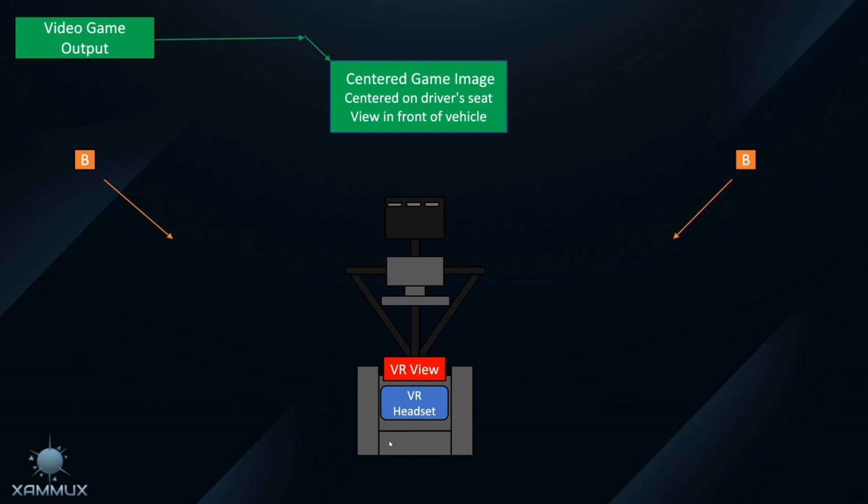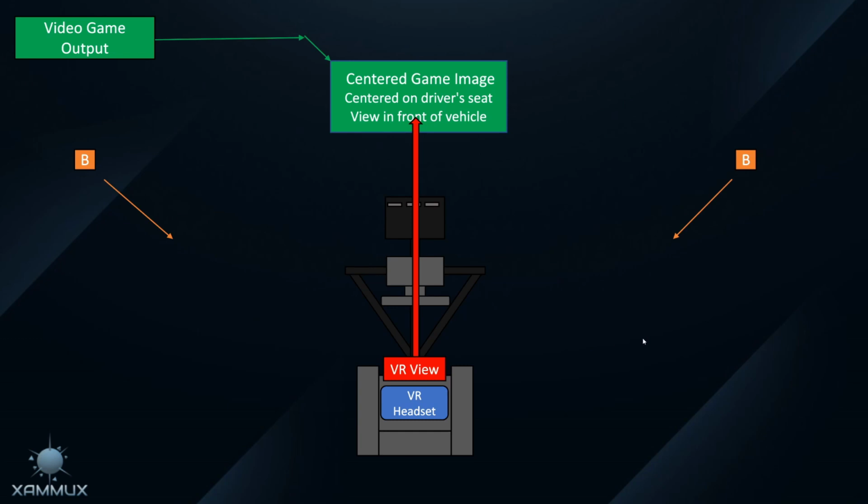This is a simple setup of a motion platform, a VR headset, and its view, the base stations viewing the headset, and the visual image seen in the headset from the game. When you're sitting still in the motion platform with a VR headset, the image you see in VR is directly in front of you. So for a race car, you are centered in the driver's seat, and you see out in front of the vehicle as you normally would when driving.